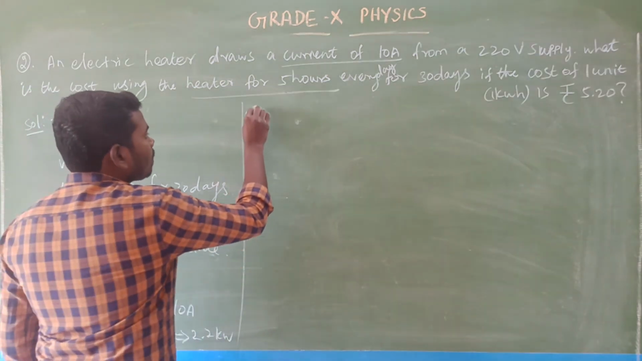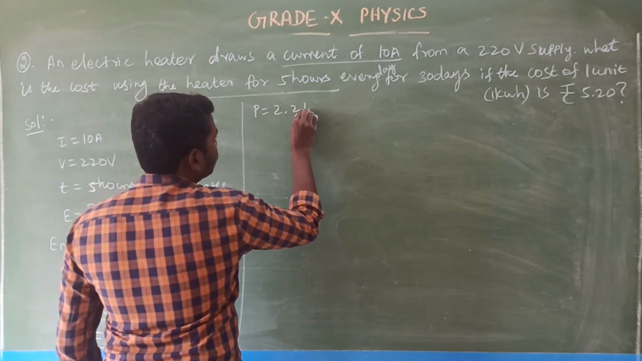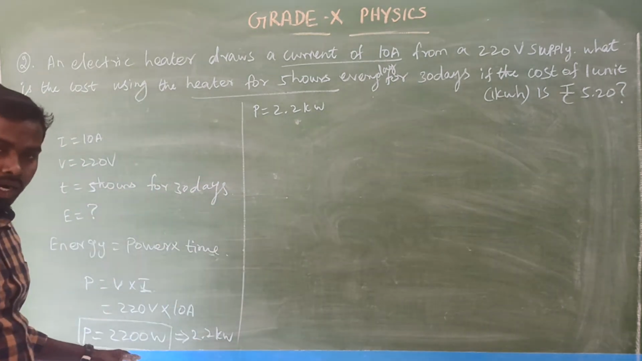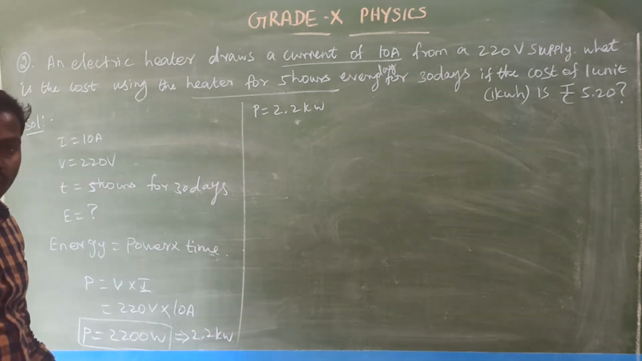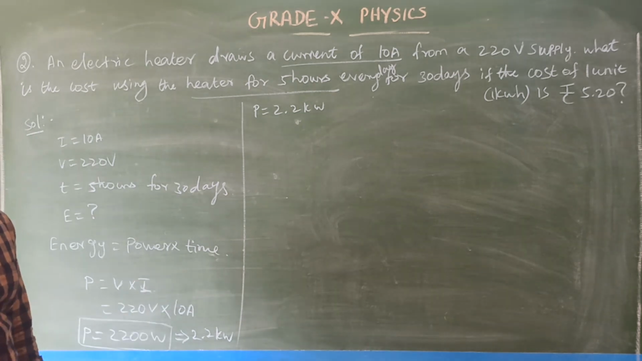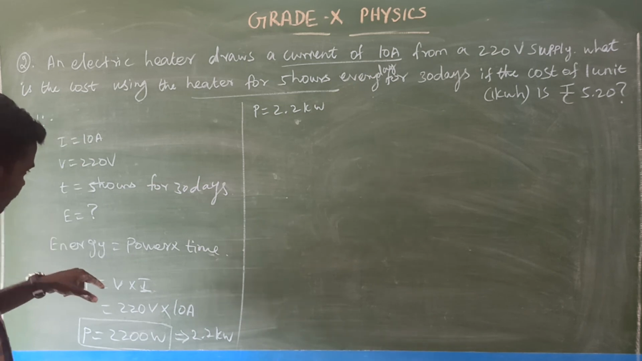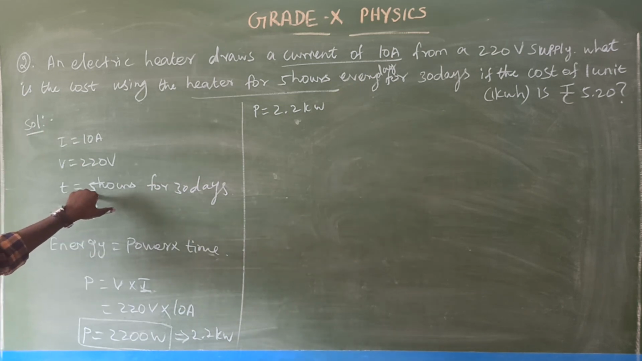So I'll write here power which is equal to 2.2 kilowatt, because here the power value is 2200 watt. If you convert this watt into kilowatt, that will be 2.2 kilowatt. Very, very simple. Next, look at here. Here, how can we calculate the time?